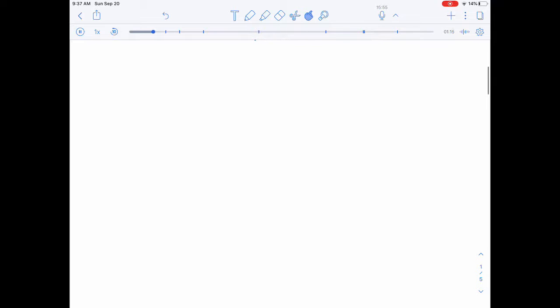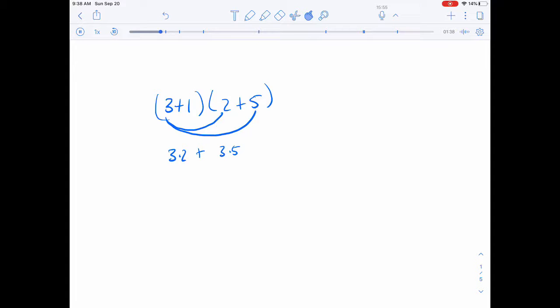What if I add, let's say, 5 to my 2? So in other words, I don't just have 3 plus 1 groups of 2, I have 3 plus 1 groups of 2 plus 5. So once again, I would have 3 groups of 2 plus 3 groups of 5 plus 1 group of 2 plus 1 group of 5, giving me a total of 6 plus 15 plus 2 plus 5, which is equivalent to 28.